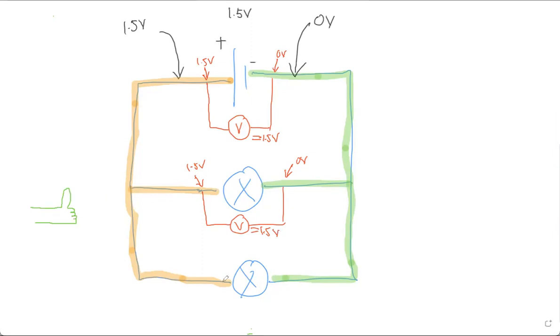Same thing for the bottom light bulb. If I were to put a voltmeter across it, because the orange point is 1.5 volt and the green point is 0 volt, this voltmeter will show me 1.5 volt. Clear so far? If you are okay, give me a yes reaction.